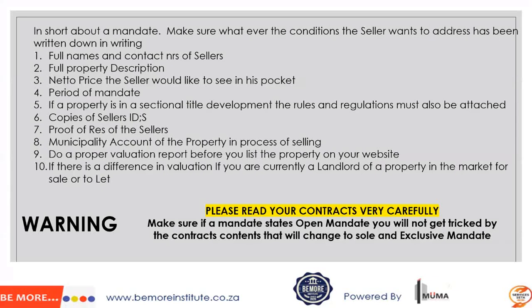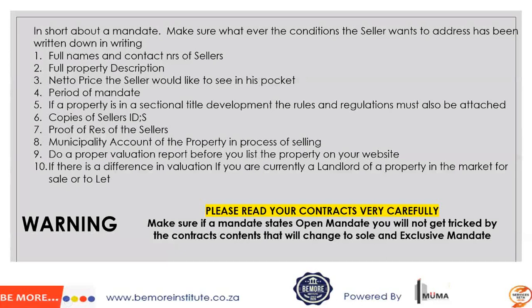In short, about a mandate, make sure that whatever conditions the seller wants to address have been written down in writing: full names and contact numbers of the sellers, full property description, and the net price the seller would like to see in his pocket. That is important. Never write the selling price down. You can work the selling price out later on, depending on the price the seller wants.